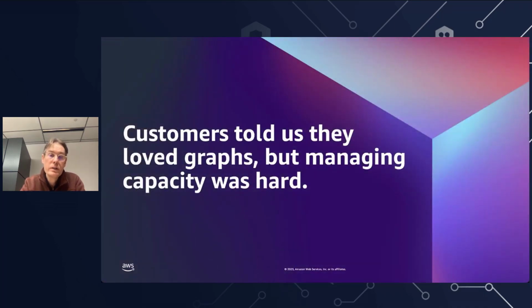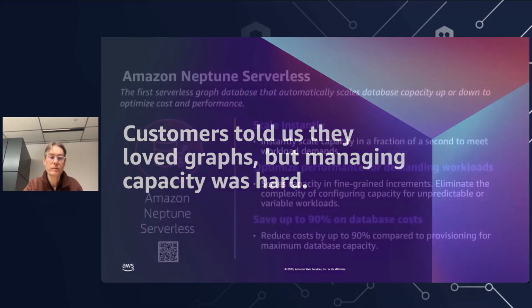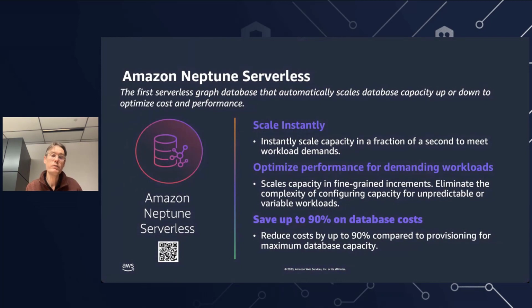One of the things that we consistently heard from our customers is that they loved graphs and the power of the relationships, but that managing and predicting the capacity for their graph databases was hard. Amazon Neptune Serverless is the world's first serverless graph database that automatically scales capacity up and down based on the graph workload that you provide. This allows you to save up to 90% of your database costs versus provisioning for peak capacity.